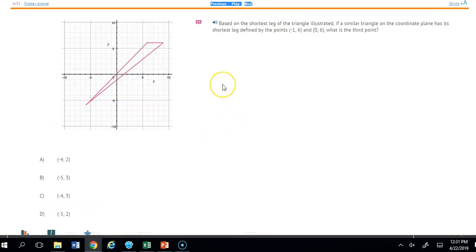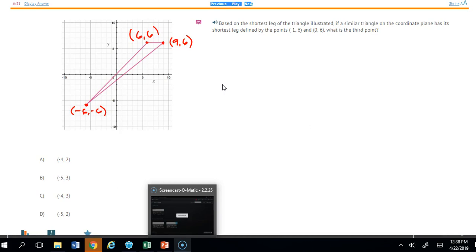is this one. Based on the shortest leg of the triangle illustrated, if a similar triangle on the coordinate plane has its shortest leg defined by the points -1, 6, and 0, 6, what is the third point? So the first thing I did was label these 3 points because that's going to help me out. And I'm going to label this point over here, -1, 6, that's right there, and -1, 0, that's right there. So this is the side that we're talking about.